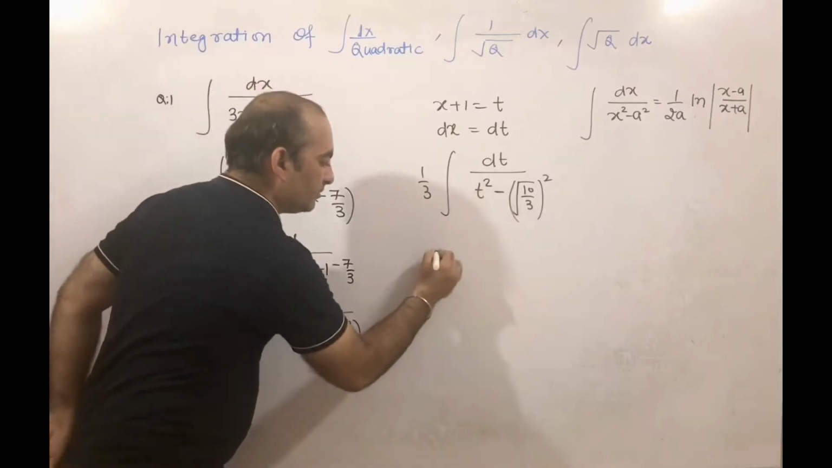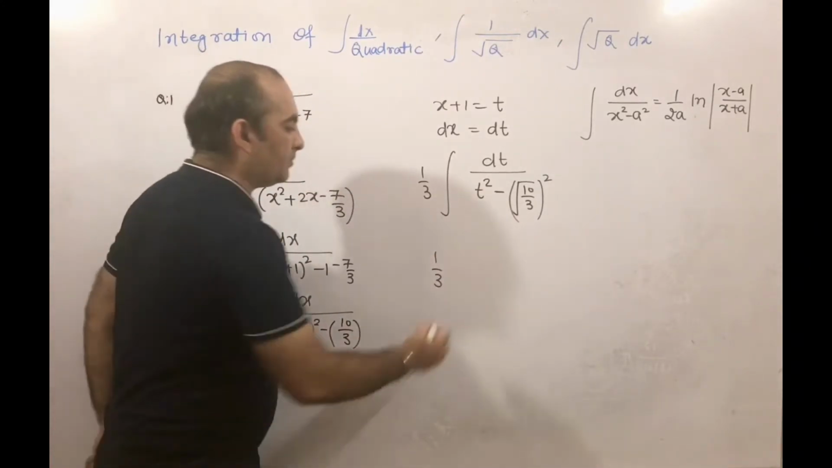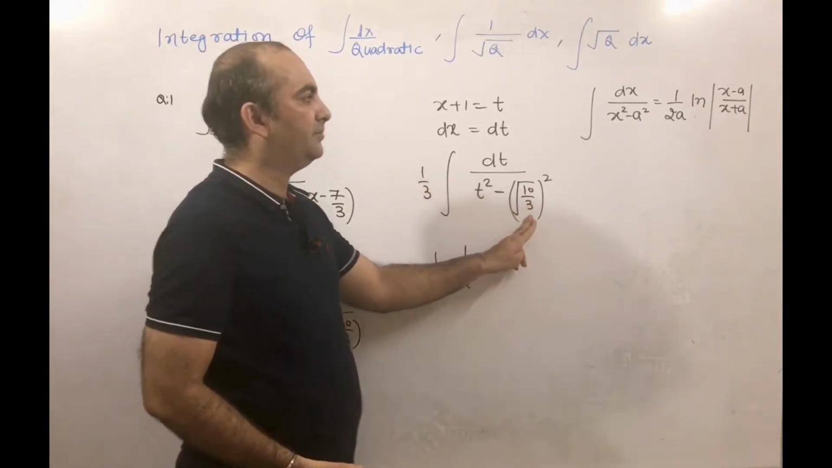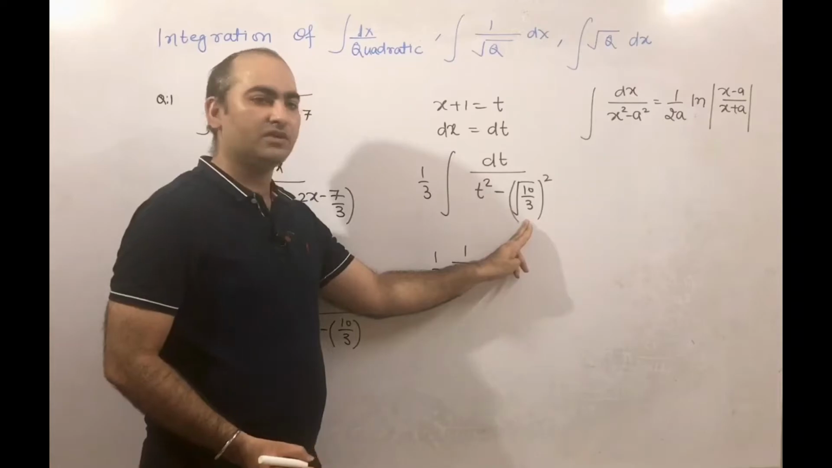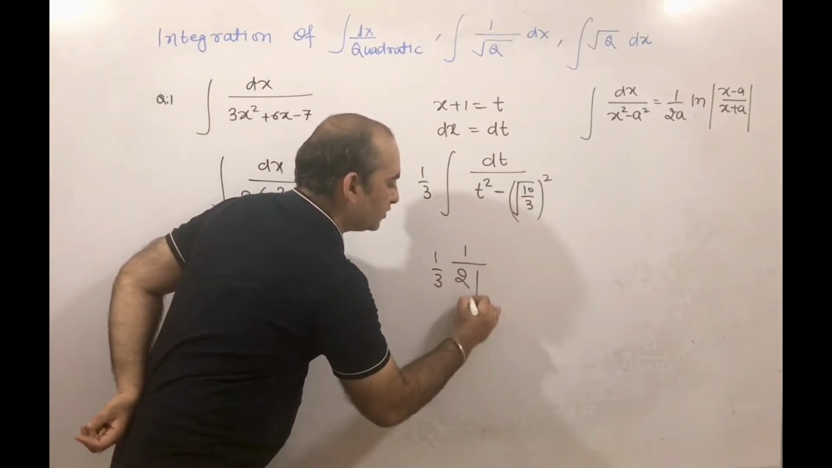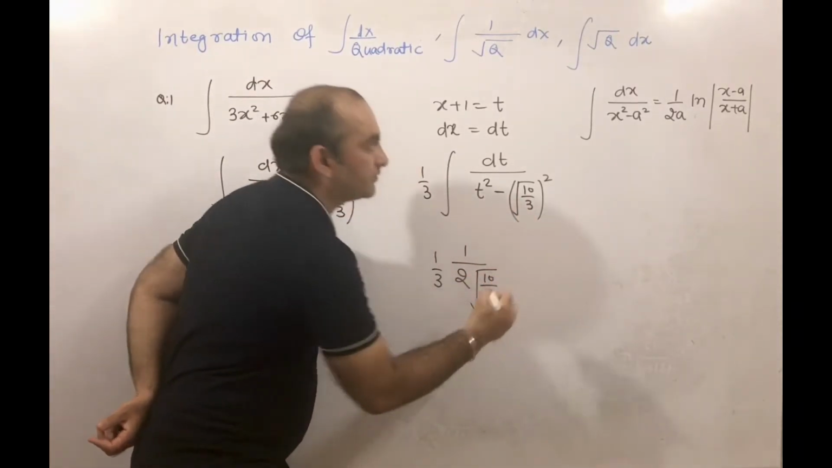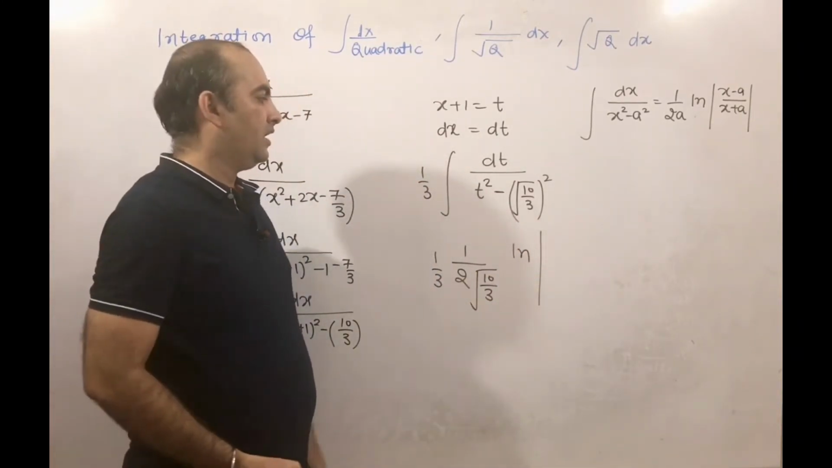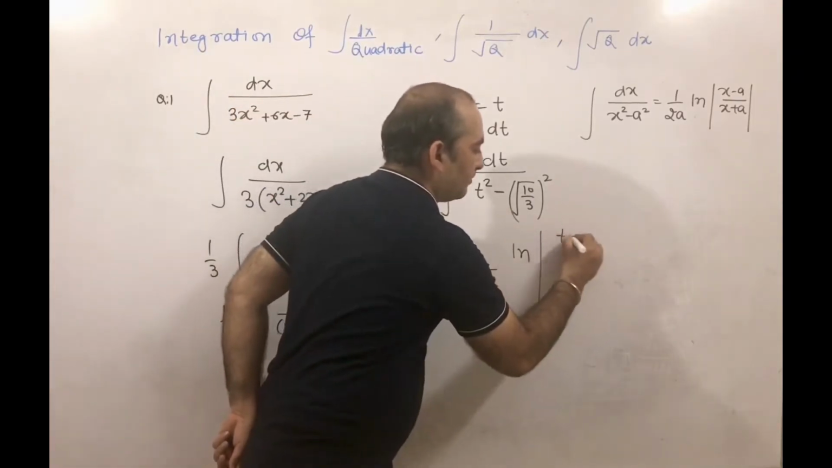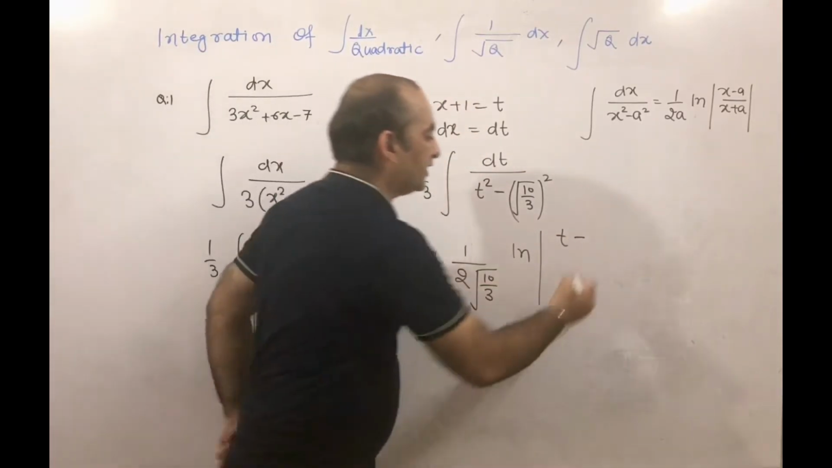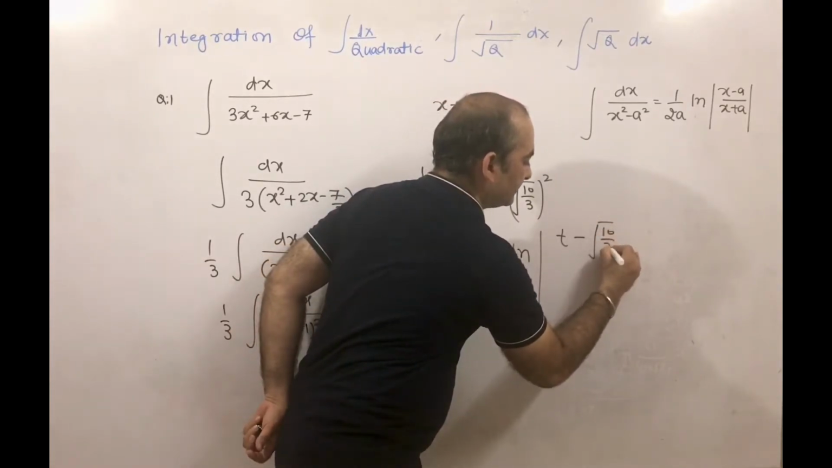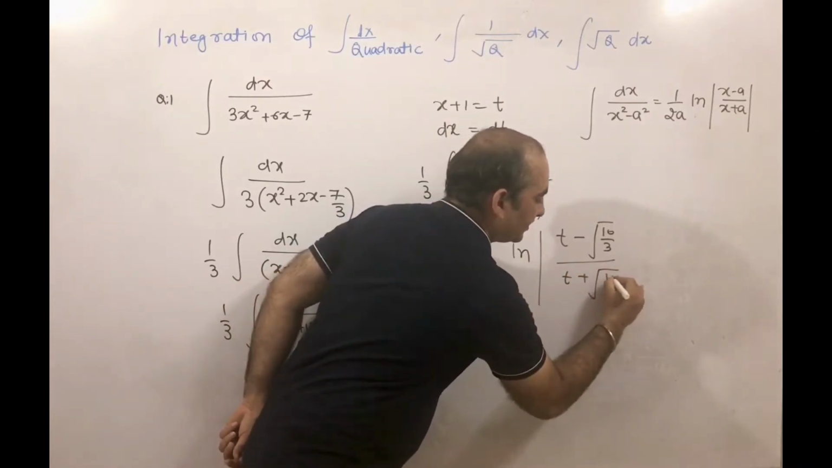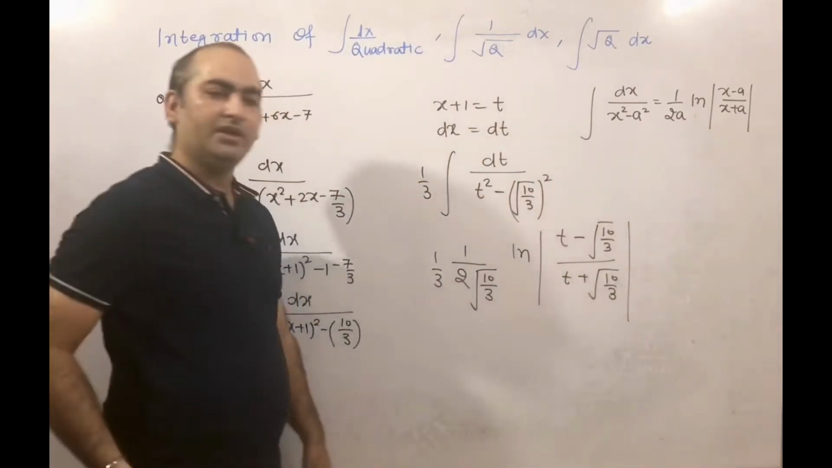This will come out 1 by 3 outside, 1 by 2a, where a is root over 10 by 3. If you compare, we get the value of a as root over 10 by 3. So 1 by root over 10 by 3 ln modulus of t minus a, where a is root over 10 by 3, divided by t plus root over 10 by 3.